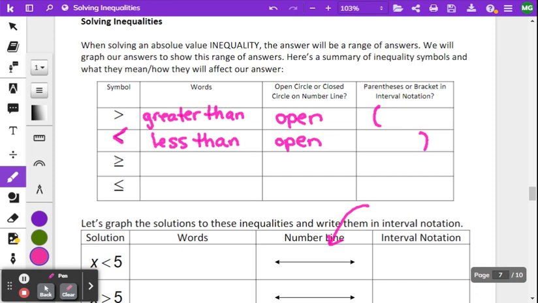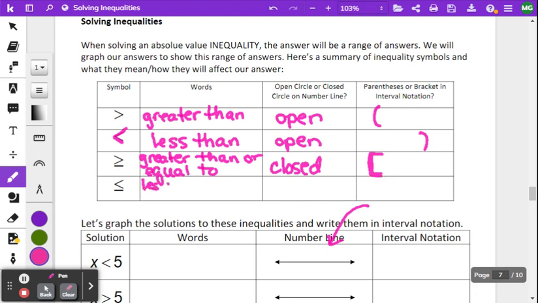The next symbol, if you notice, we have greater than or equal to. So that's going to be a closed circle on our number line, indicating that a particular number is part of our solution. And when we express our solution set with interval notation, we will put a bracket on that number, not a parenthesis. And our last symbol is less than or equal to.